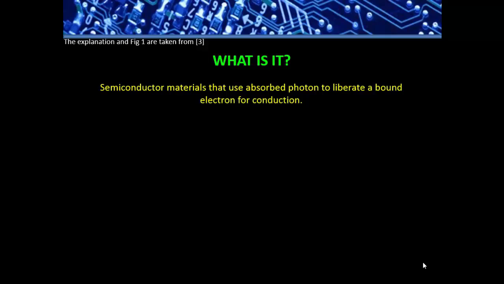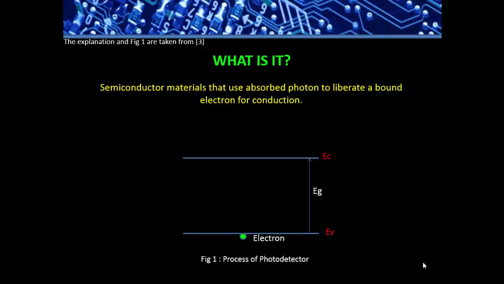Photodetector is a semiconductor material that uses absorbed photons to liberate a bound electron for conduction. Figure 1 illustrates the operation of photodetectors. The absorbed photon excites an electron from the valence band to the conduction band. This will leave a hole in the valence band.